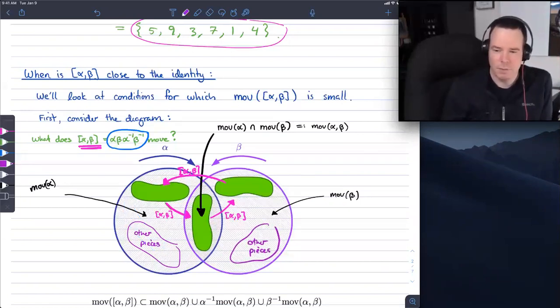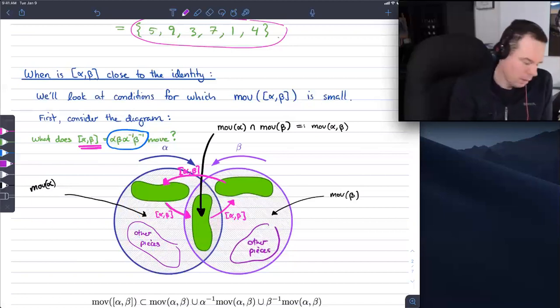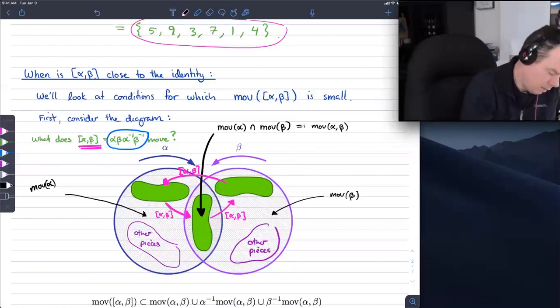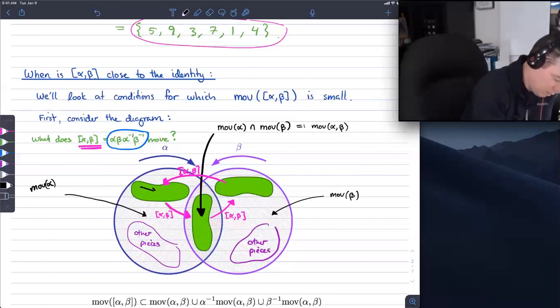So what we have is, when I do a commutator, I immediately can see what pieces are going to get moved by it. It's going to be all the pieces in the intersection. So all those pieces that are moved by both alpha and beta, or the pieces in the locations that are moved by alpha and beta. And these other two sets hanging on the edges. And so what are these other two sets?